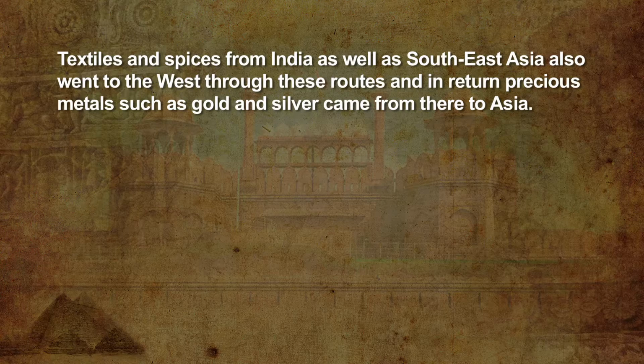Though these pre-modern trade routes have come to be referred to as Silk routes because of the incidence of Chinese silk going to the west along these routes for a very long time, yet these were not the only articles to be traded through these routes. You will feel happy to know that textiles and spices from India as well as from the Southeast Asian region also went to the west, that means Europe, through these routes, and in return precious metals such as gold and silver came from there to Asia.